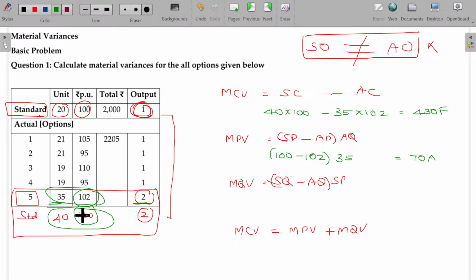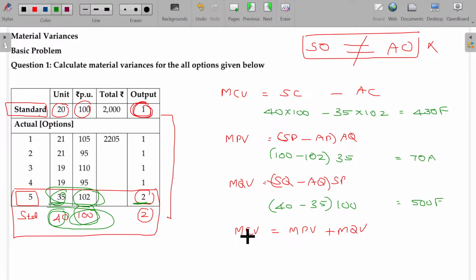In case of material quantity variance, 35 and 40 are going to be compared. So standard quantity being 40, actual quantity being 35. You consumed 5 units less, so favorable. Multiplied with the standard price being 100, so 500 favorable.